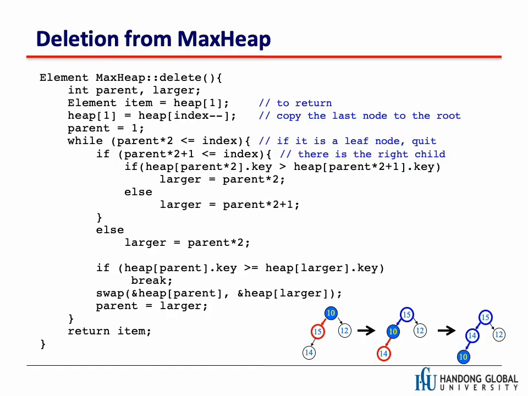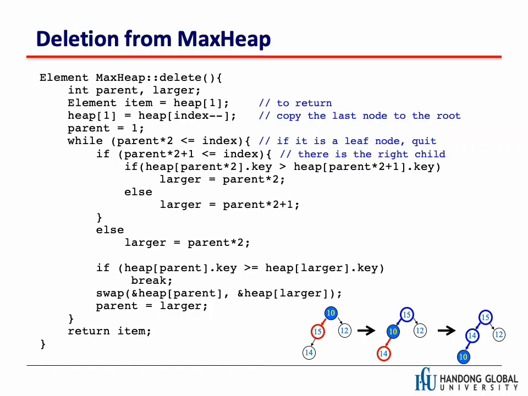Now, the first if statement says if parent times 2 plus 1 is less than or equal to index, then we go into this if block. What does that mean? Parent times 2 plus 1 means the right child. If the right child is less than or equal to index, it means we have a right child. Then if we have a left child and a right child, we have to compare these two children and find which one is the larger one. So that's what we do here.